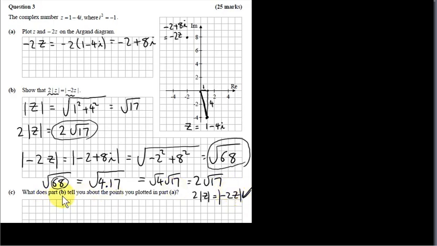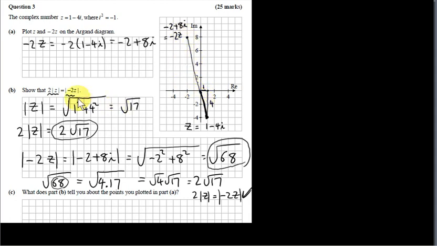What does part B tell you about the points you plotted in part A? Well, we got the modulus of minus 2z. That's the distance of minus 2z to the origin. Remember, it was just an application of Pythagoras. This distance is 8, this distance is 2. Root 8 squared plus 2 squared is root 68. So what part B tells us is that 2 times mod z, in other words, 2 times the distance of 1 minus 4i to the origin, is equal to the distance of minus 2z to the origin.